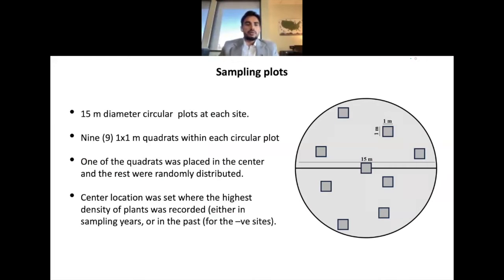So it is a 15-meter diameter circular plot with 9 1 by 1 meter quadrats in which we sample our data. One of the quadrats was placed in the center and the rest were randomly distributed. The central location was the place where we saw the highest density of plants, either during the sampling year or during the past year.